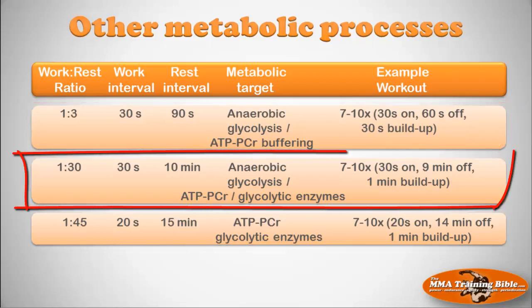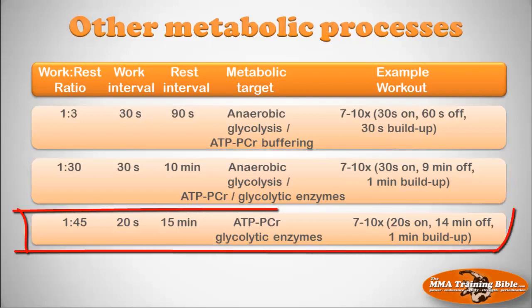Another work to rest ratio here. Notice how these change. Big work to rest ratio, 1 to 30. So you're taking 30 seconds working on and about 10 minutes off. You're going to be targeting anaerobic glycolysis, ATP-PCR system, and glycolytic enzymes. It has a lot of rest because you're really trying to dissipate all of the metabolites that build up, and it can take a long time to dissipate a lot of the lactic acid. So this is a very specific workout that should be used at very specific times in your fight plan, and we'll talk more about when that is in a future lecture. Example workout, 7 to 10 times, 30 seconds on, 9 minutes off with a 1 minute build up.